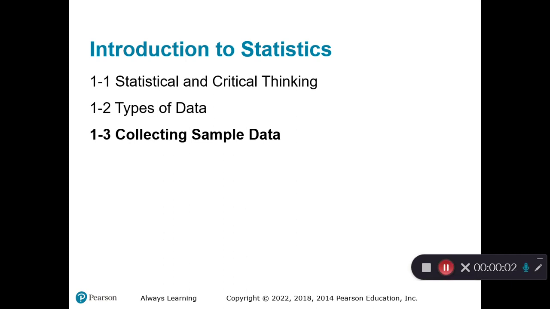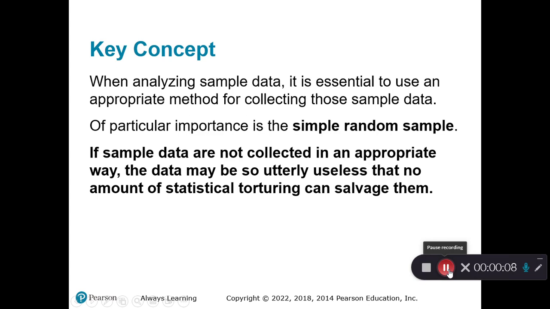In this third section of Chapter 1, we're going to look at the process of collecting sample data. When we collect data, it's really important that we pay attention to the method that we use to collect that data. We are going to be talking about the simple random sample as being the best of all the possible sampling techniques, also the hardest to implement in practice.